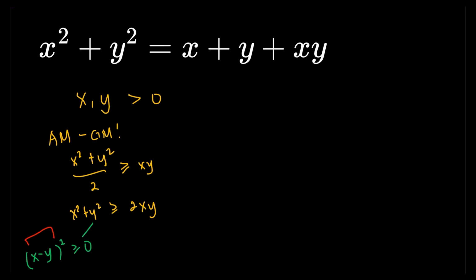But this will be the result that I'll try to use because x squared plus y squared is equal to this thing based on the given. So x plus y plus xy is greater than or equal to 2xy.